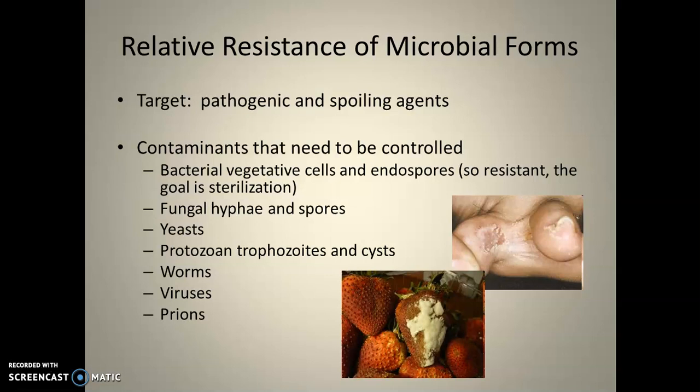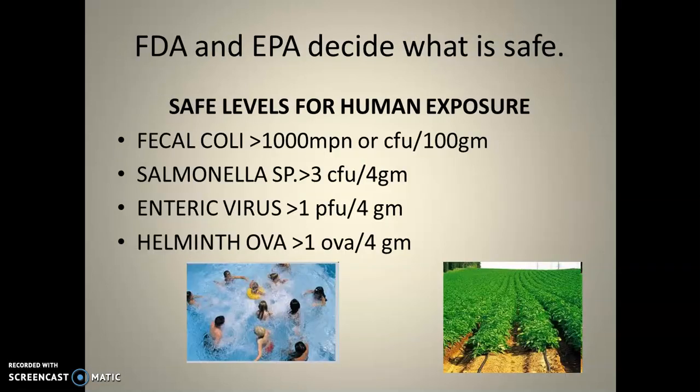This is a wide array of different types of microorganisms and microbes. So we're talking about controlling bacteria, the vegetative cells, as well as the spores and endospores that we know are very resistant, other eukaryotic pathogens and spoiling agents, fungi, yeast, protozoans, worms, viruses, and also those infectious prions. So our control of microbial growth is really hitting a very wide array and diversity of different types of potential agents of infection or spoiling.